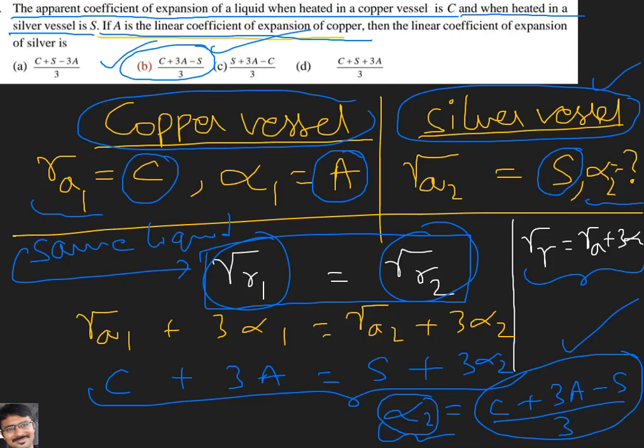I hope you are clear with this problem. You have to be very alert with these types of problems. Whenever they tell you liquid is used in different vessels, the basic rule is, however many vessels you use, the liquid is same. Liquid is same means gamma R is same. If you use different vessels, gamma A changes, alpha will change, but real expansion of liquid will never change. That is the basic rule to be understood to do such type of problems.